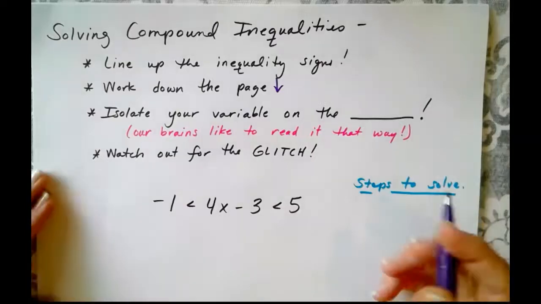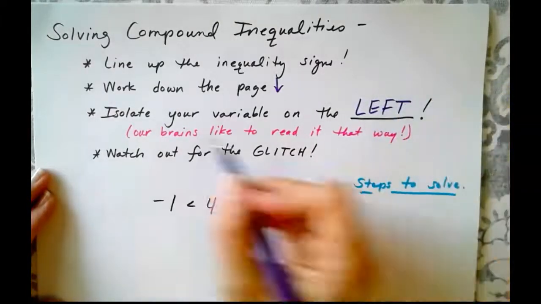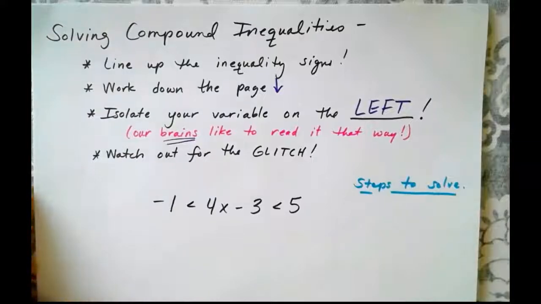We want to isolate our variable on the left because our brains and our eyes like to read it that way. We read from left to right. Therefore, it's very helpful to be certain that your variable goes to the left.